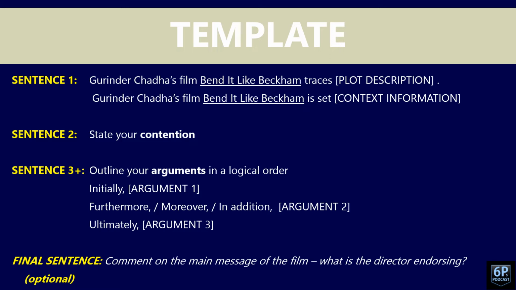You might list 3 arguments in one sentence, or you might want to have one sentence for each idea or each argument. Again, it's really important that we don't bring in any evidence or examples or quotations. We're merely stating what our 3 main body paragraphs are going to be about. And if you really want to, as a final sentence, which is a bit optional, you might want to comment on the main message of the film and what the director is endorsing based on the essay topic that you have selected.